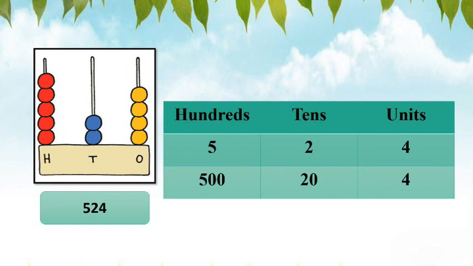Now let's write, we have to write 5 in the hundreds column and 2 in the tens column and 4 in the units column, right? In another way we have to write 500 in the hundreds column and 20 in the tens column and 4 in the units column.